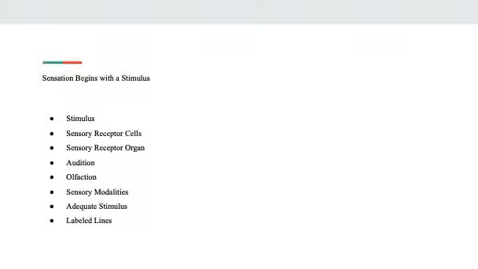Sensation begins with a stimulus. Stimulus, any physical event that affects a sensory receptor cell. Sensory receptor cells, also called receptors, are specialized sensory cells that detect stimuli. Sensory receptor organ, a clump of receptor cells all detecting a particular kind of stimulus. Examples are the nose, ears, tongue, and eyes.